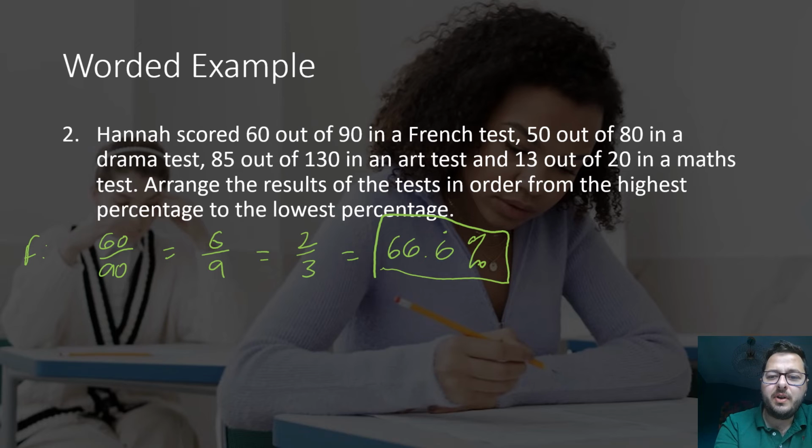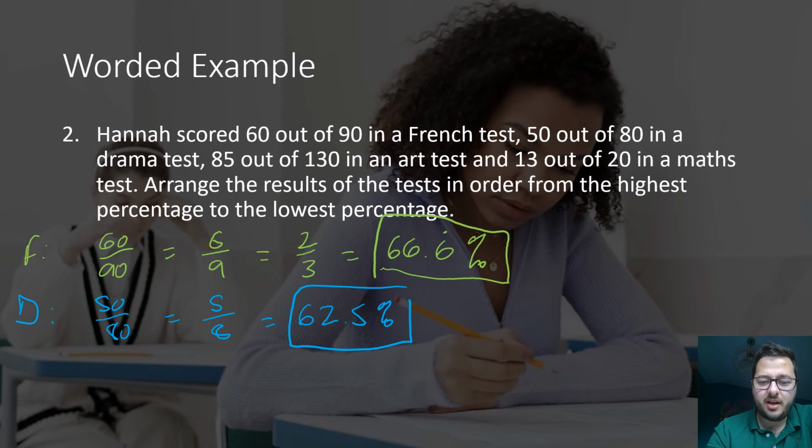Now let's do drama. So we'll put D for drama. So that's 50 out of 80, which again we can divide top and bottom by 10, 5 out of 8. And we did this before, didn't we? This was 62.5%.